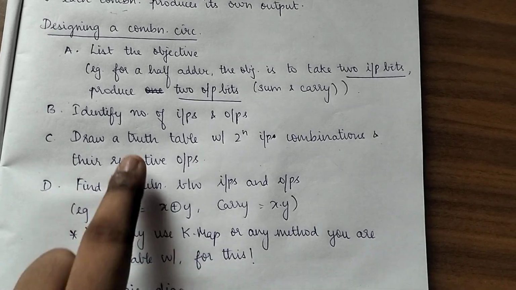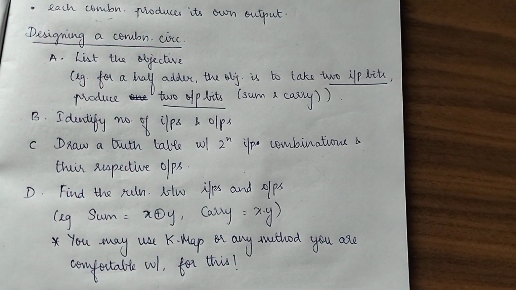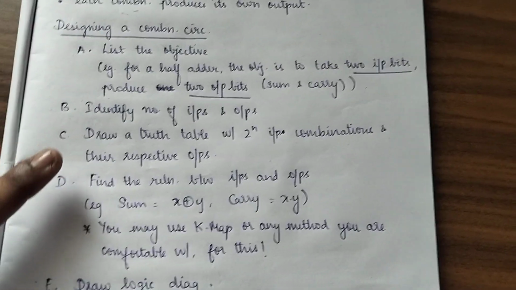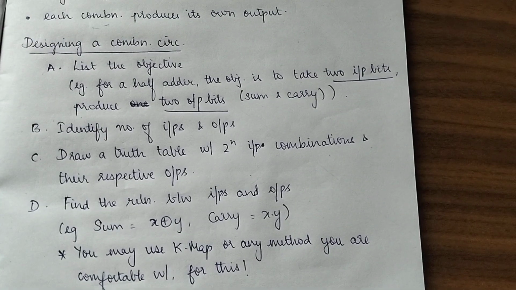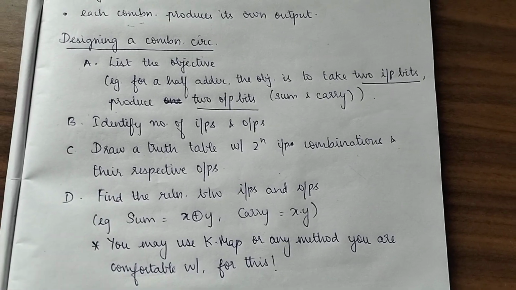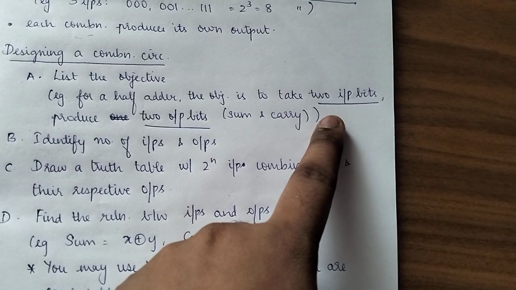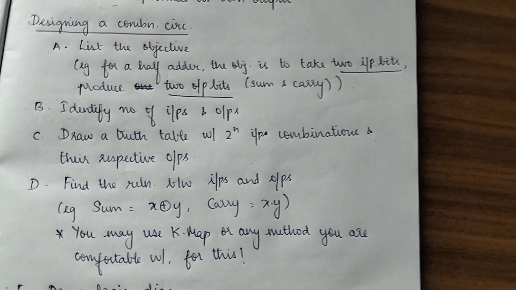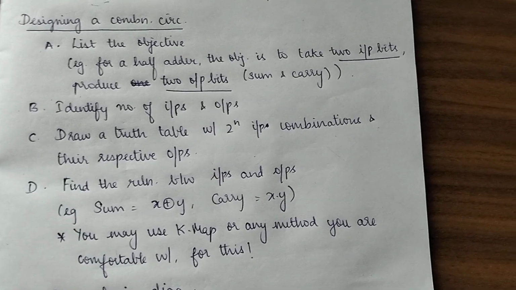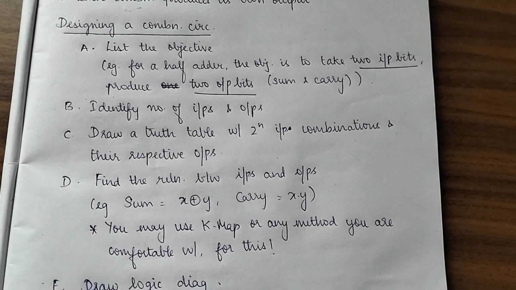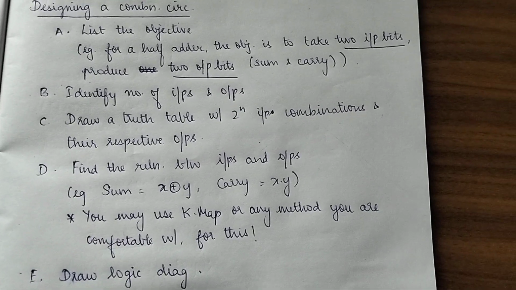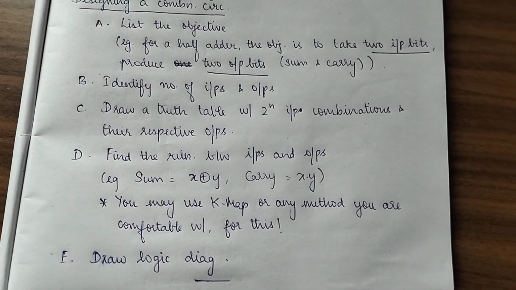The next step, you identify the number of inputs and outputs. For example, in this case, there are 2 inputs and 2 outputs. Now, you draw a truth table for all the 2 power n input combinations and their respective outputs. So, for example, here let's say I have 2 input bits x and y. The combinations are 0, 0, 0, 1, 1, 0 and 1, 1. So, what we do is, we draw a truth table with x, y, sum and carry. And for each of the above mentioned combinations of x and y, we list out what the sum and carry will be.